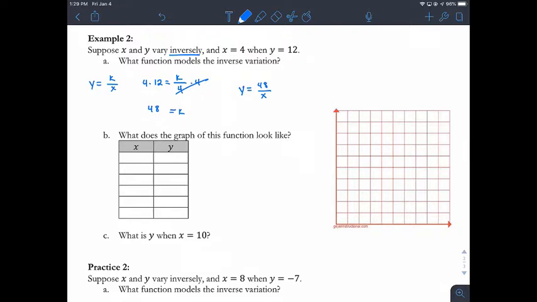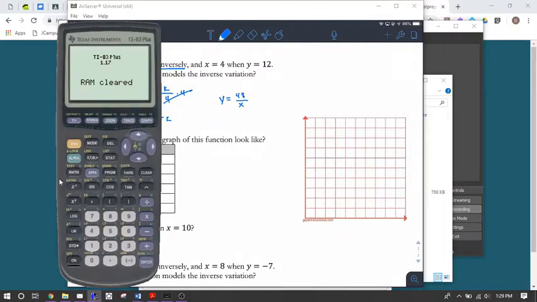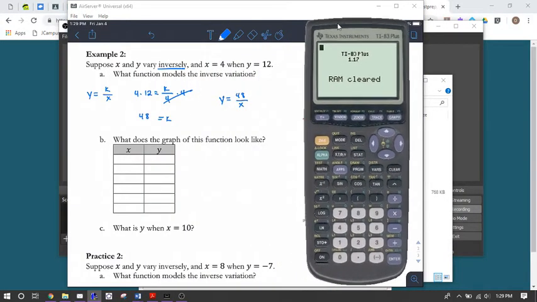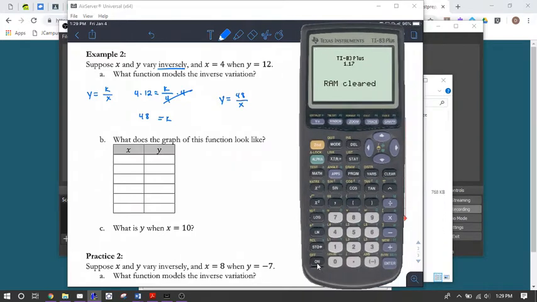What does the graph of this function look like? Well, to make things easier on us, we can actually go to our calculator, and we can plug in this equation, 48 divided by x. If we go to graph this, then we get a little bit of our graph, but it's not really all that accurate. If you want accurate numbers, if you hit second table, it's going to take you to the table, and we can actually get some pretty good numbers.